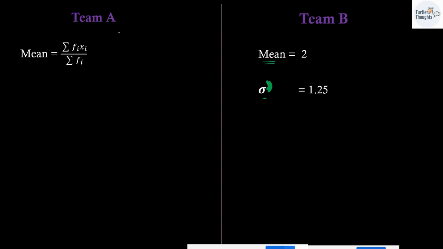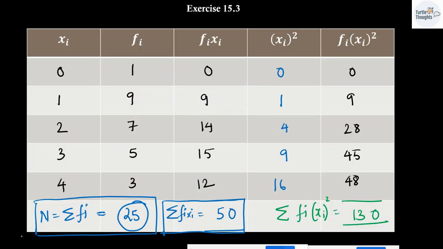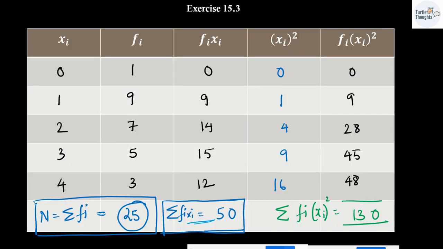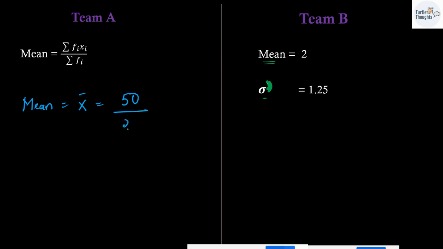Because standard deviation, right? So sigma is given, right? So for mean of team A, I can use summation of fi xi divided by summation of fi. What is going to be summation of fi xi? It is going to be 50, right? So I can write over here mean, which is going to be x bar, is going to be 50 divided by summation of fi, it is going to be 25. Value of mean for team A, it is going to be equal to 2.